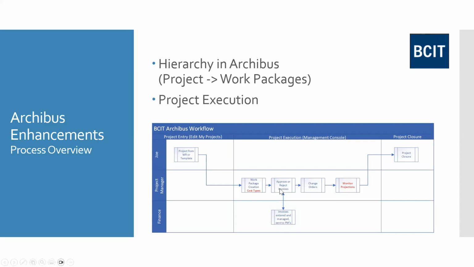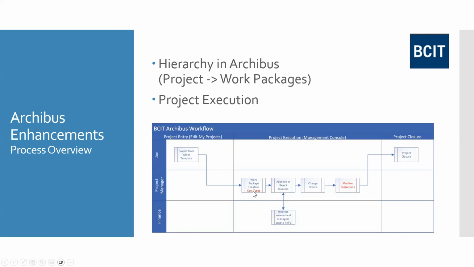So invoices are entered, approved, or rejected. Change orders are put in. You monitor your project, and then it goes into project closure. You'll notice that there's two glaring red fonts here, one that says cost types, the other that says monitor projections. But why are those red fonts? I can hear Ryan thinking, just picking on Ryan today for some reason.